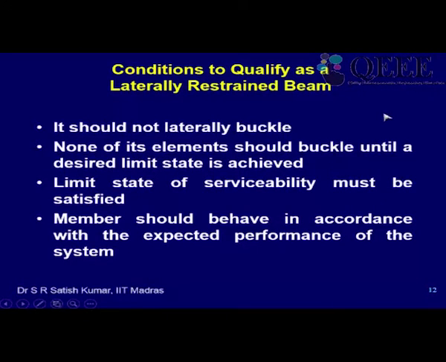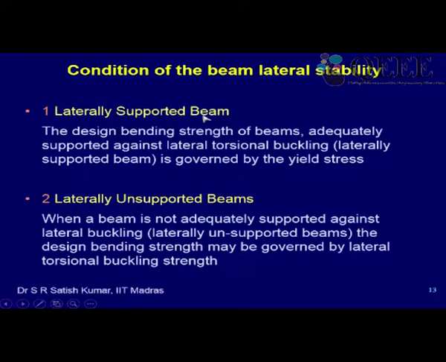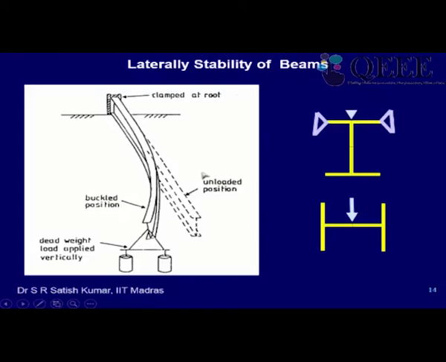Now, given that a section is plastic or compact, and it is laterally restrained, or it can even be semi-compact for that matter, as long as it is not going to laterally buckle, none of its elements should buckle until a desired limit state is achieved. That is, local buckling should not occur, the limit state of serviceability must be satisfied, and members should behave in accordance with the expected performance. So basically, some unexpected failure should not occur. Then we call it a laterally supported beam. We will see that tomorrow in more detail.